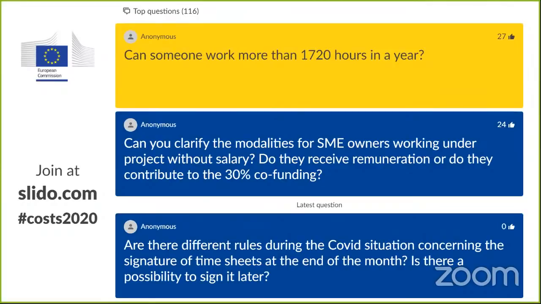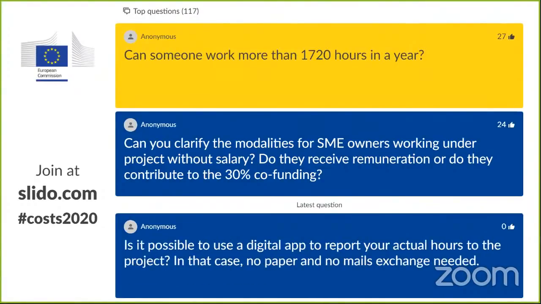That's not a problem. The thing is that if you calculate the hourly rate of this person by dividing the personnel cost by 1,720, you cannot charge more than 1,720 hours in the year, even if the person actually worked more than 1,720, and even if the person actually worked more than 1,720 hours in the specific action. I insist, the reason is that the moment you charge 1,720 hours, you already charge the whole salary of the person of the whole year to the action.